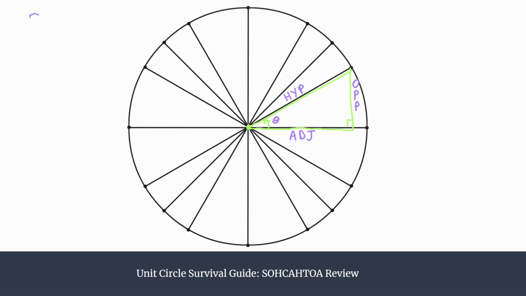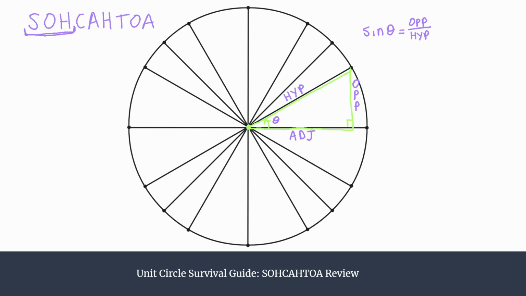So we have SOH, CAH, and TOA. First let's look at SOH. That helps us remember that the sine of theta will be equal to O, which stands for opposite, over H, which stands for hypotenuse. Easy enough, so that's SOH.